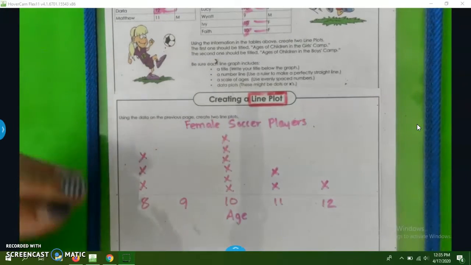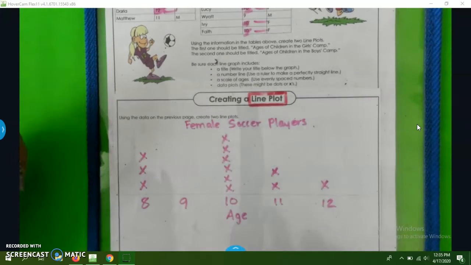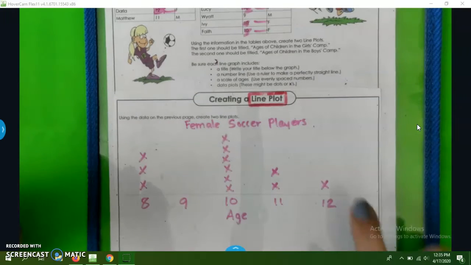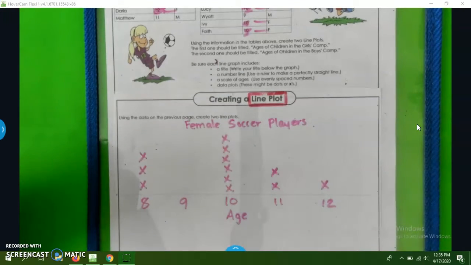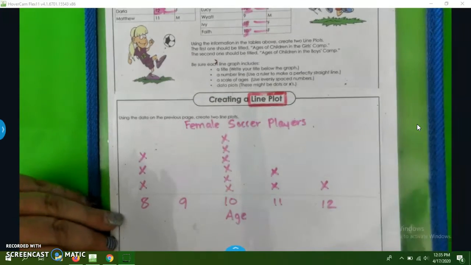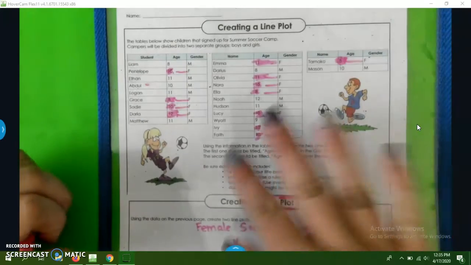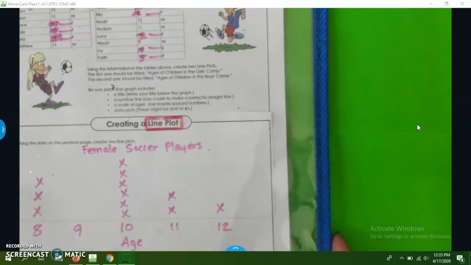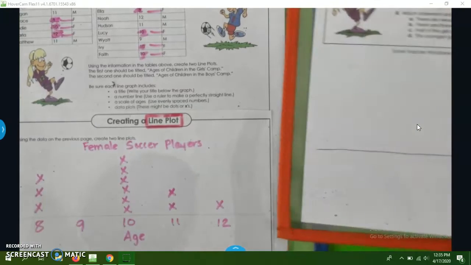So this is a very quick and easy way to see, for example, that most of our female players are age 10. We don't have any 9-year-olds. We can tell that we only have 1 12-year-old. We can see this information a lot faster and a lot easier than trying to sift through this list up here. So now what we're going to do is create a similar line plot, but we're going to do it for boys.